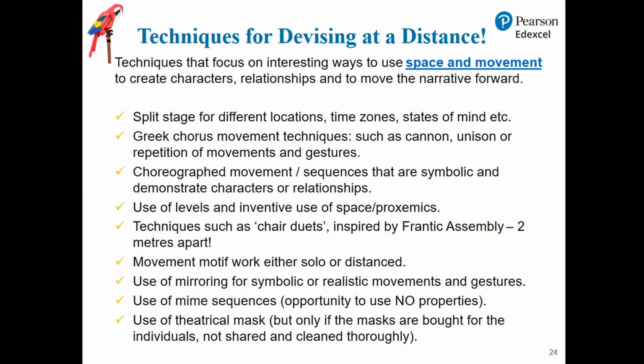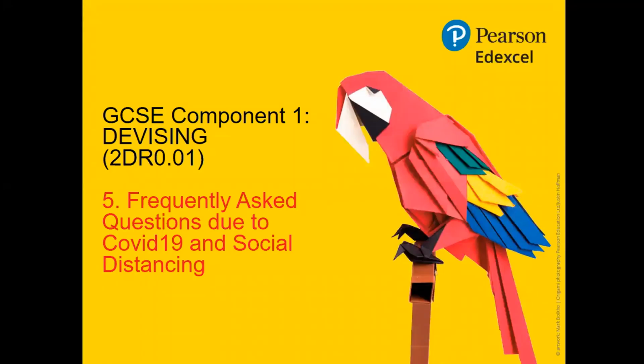Techniques such as chair duets, but 2 meters apart. Movement motif work, either solo or distanced. The use of mirroring for symbolic or realistic movements and gestures. The use of mime sequences, and this is an opportunity to use no properties. Use of theatrical masks, but only if the masks are bought for the individual, not shared, and cleaned thoroughly.